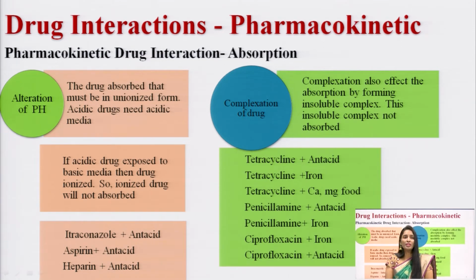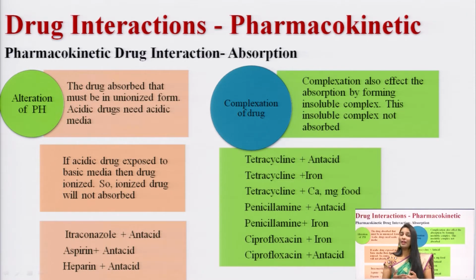Here, the drug absorbed must be in unionized form. So, the two things you have to remember: for absorption the drug should be in unionized state, and if the drug has to be eliminated from the body, it should be in ionized state. For absorption the drug should be in unionized form, and for excretion the drug should be in ionized form. If the drug is in unionized form, it cannot be eliminated from the body.